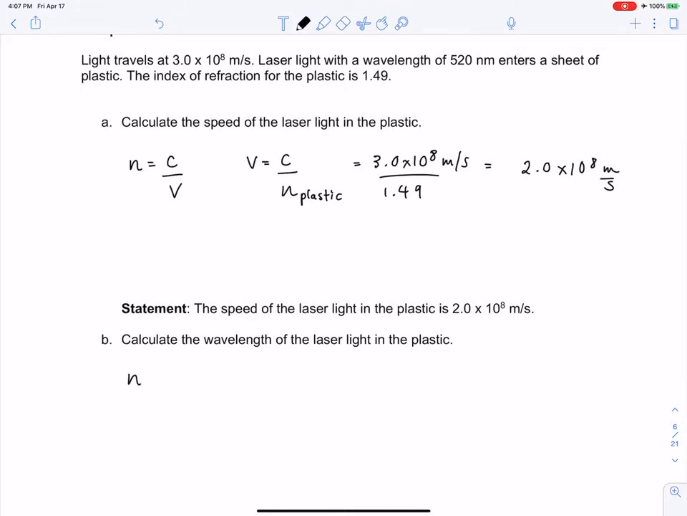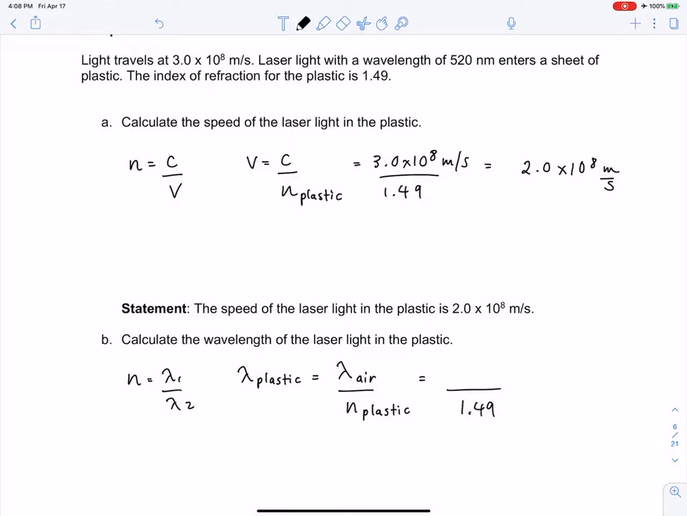We know that the index of refraction is equal to lambda 1 over lambda 2. So in this case, lambda 2 is the wavelength in plastic, and it's equal to the wavelength in air divided by the index of refraction for plastic. So if we punch this in, the index of refraction for plastic is 1.49.